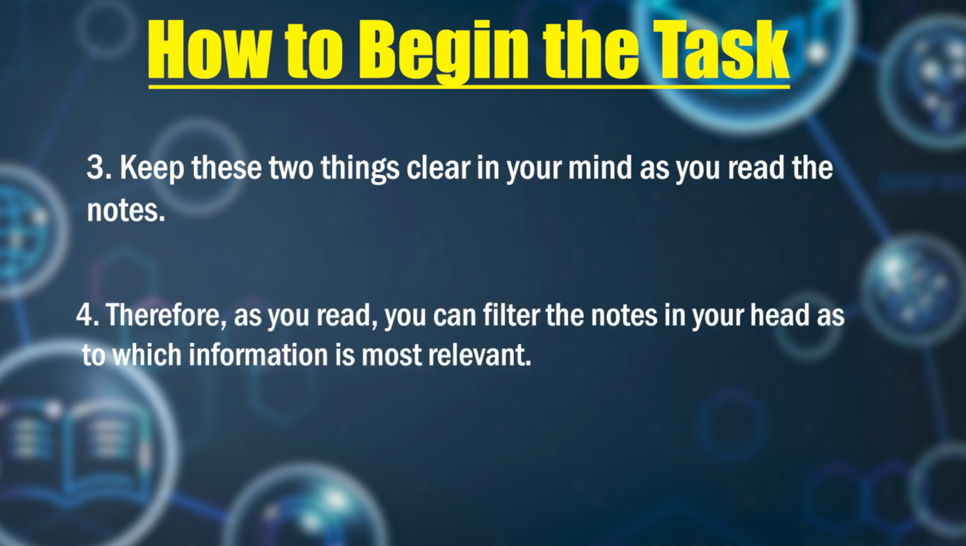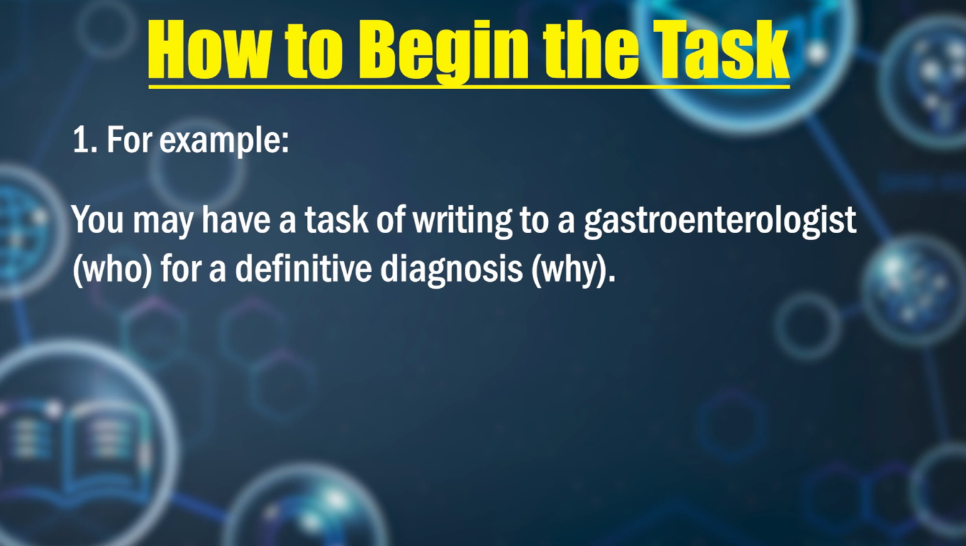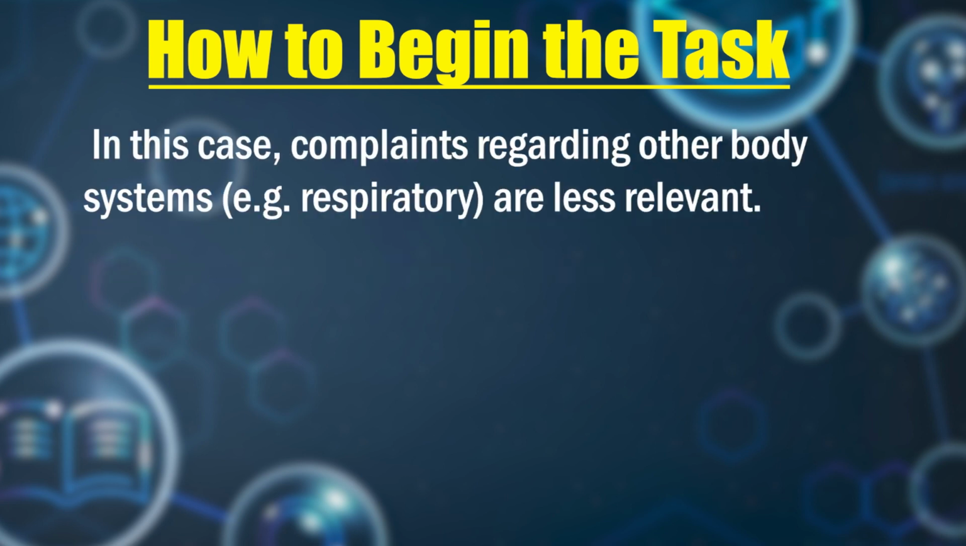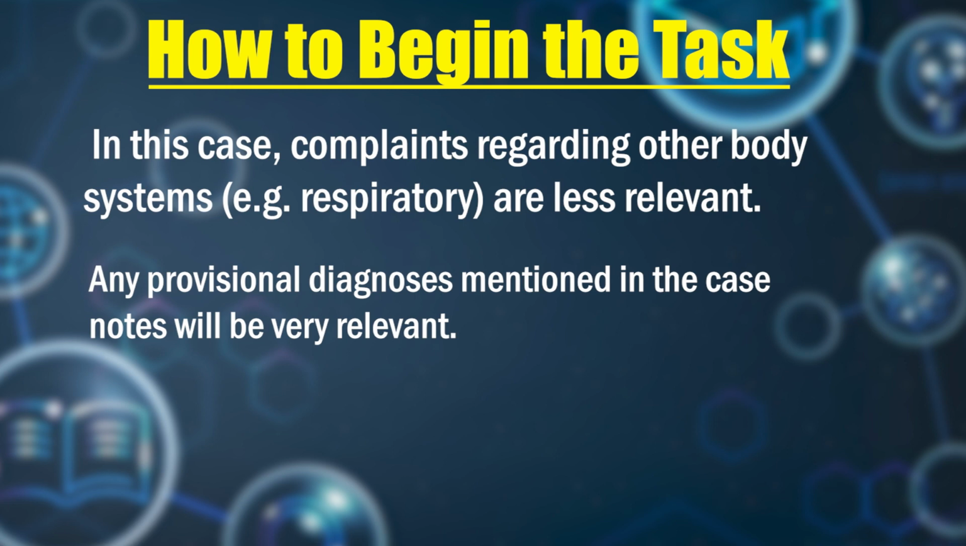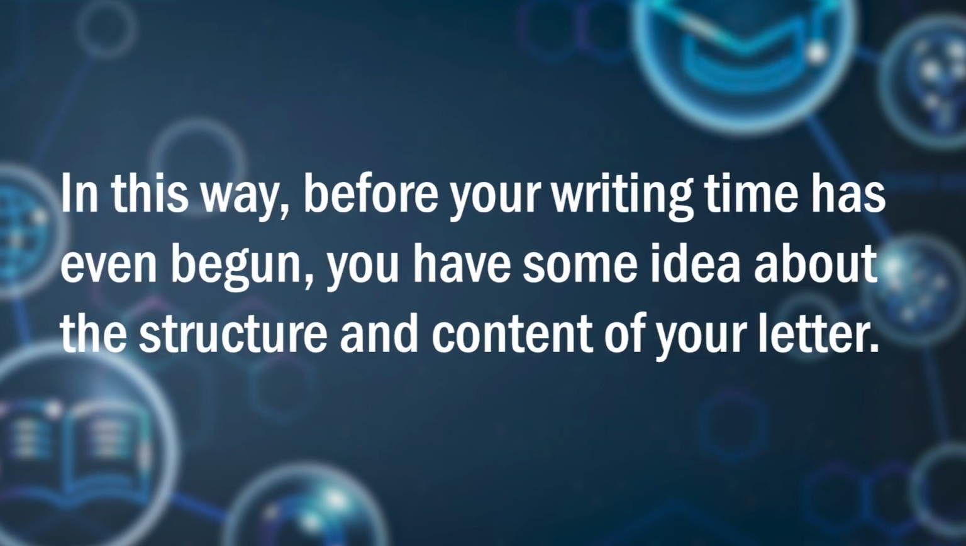Therefore, when you read, you can filter the notes in your head as to which information is most relevant. For example, you may have a task of writing to a gastroenterologist, that is who, for a definitive diagnosis, which is why. In this case, complaints regarding other body systems, for example respiratory, are less relevant. Any provisional diagnosis mentioned in the case notes will be very relevant. However, if you're referring for urgent management, other information might be more relevant, like current vital signs and more. In this way, before your writing time has even begun, you have some idea about the structure and content of your letter.